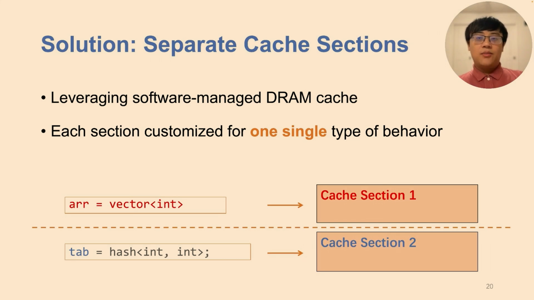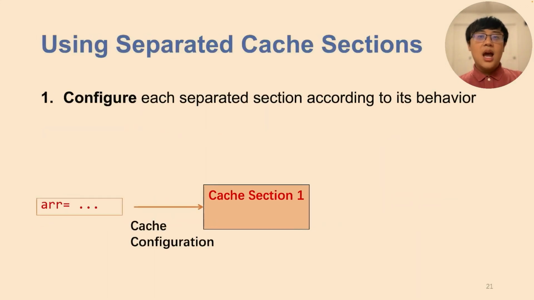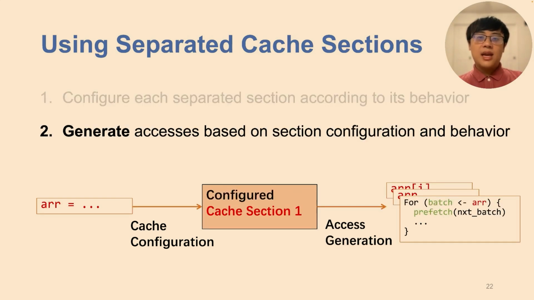With this isolation, we can customize the properties of each section, including cache size, structure, prefetch and eviction policy, to exactly fit the behavior's needs. After separating cache sections, we could achieve efficient application porting to far memory in two steps. First, we configure each separate cache section according to its behavior. And second, based on the behavior and the section configuration, we generate optimal access for each occurrence of far memory access to the object in the cache section.